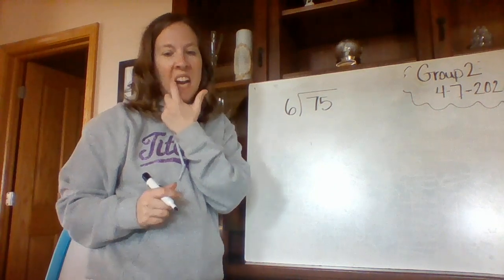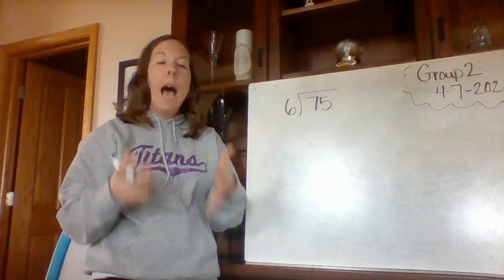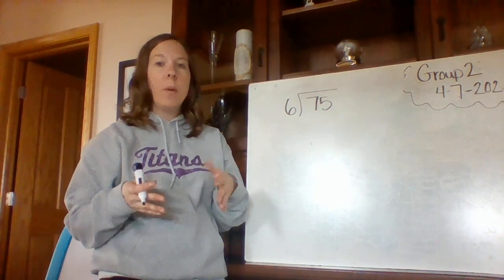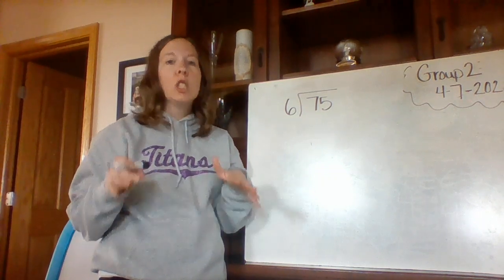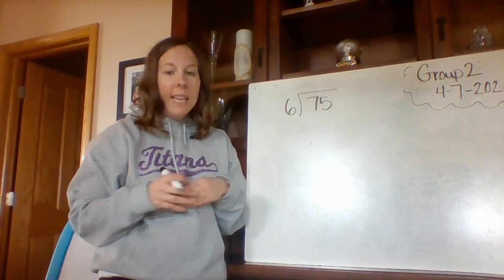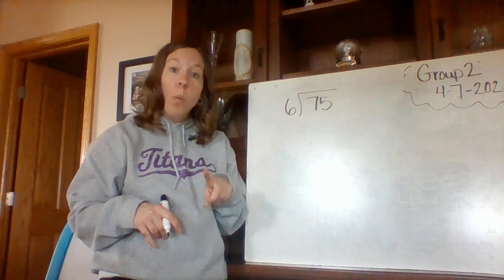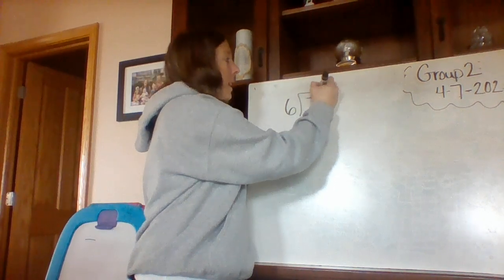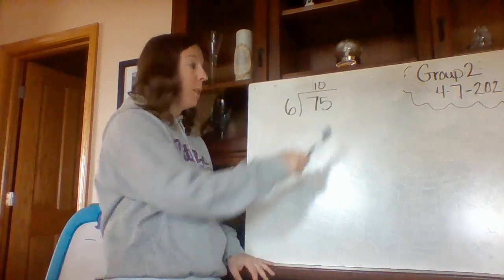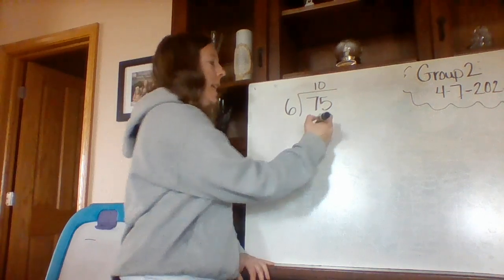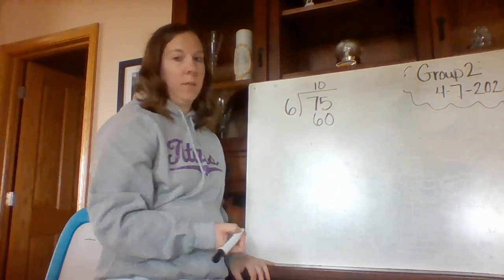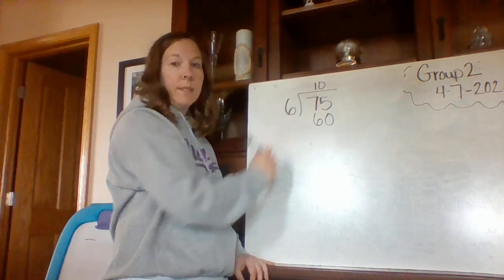75 divided by 6. So how many groups of 10? In today's lesson, they want us to take out groups of 10. So how many groups of 10 can I take out? Well, I can take out one group because 10 times 6, I'm going to multiply. 10 times 6 gives me 60.